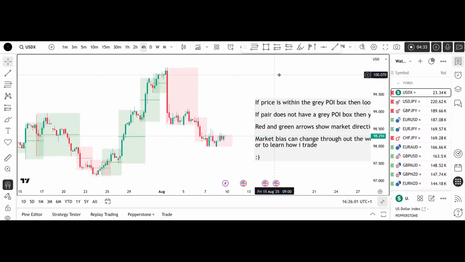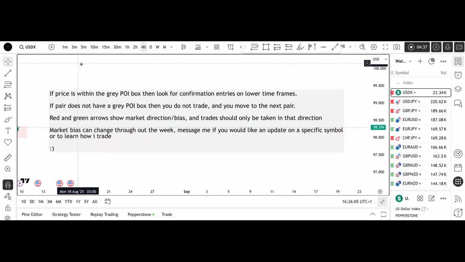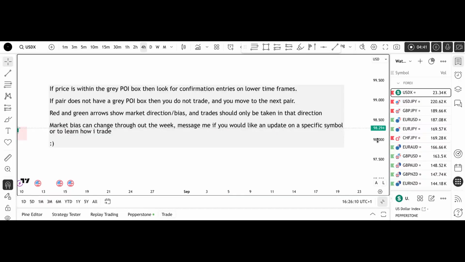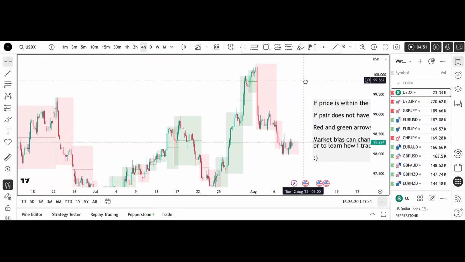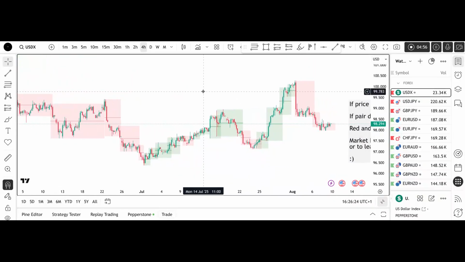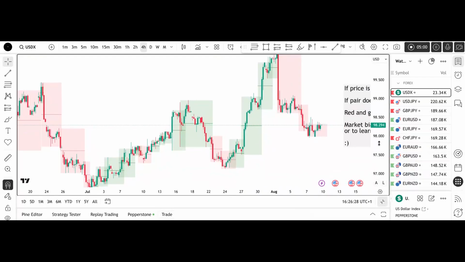And that's it. So we went through all the pairs. Like I said, just pause on each pair that you want to study further. As you see, not many opportunities, but there are some available going into next week. And I will keep you updated on how I draw my order flow and my market structure. I will keep you updated on if any of the pairs flip.